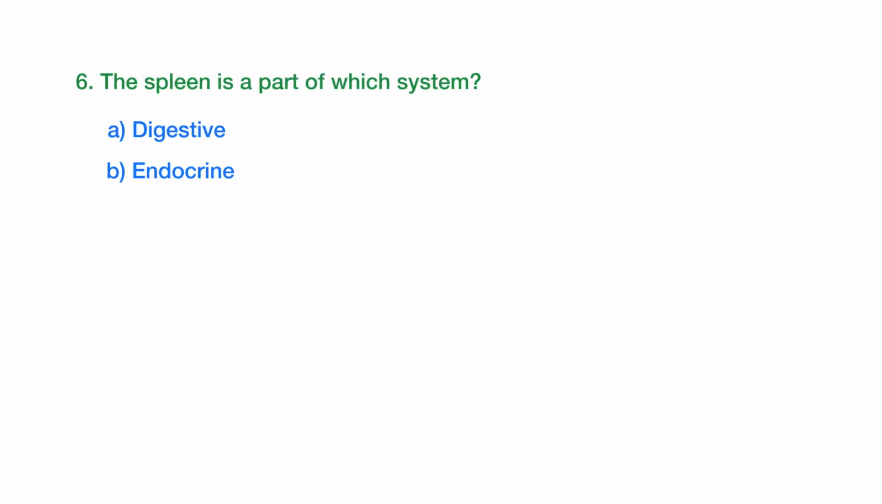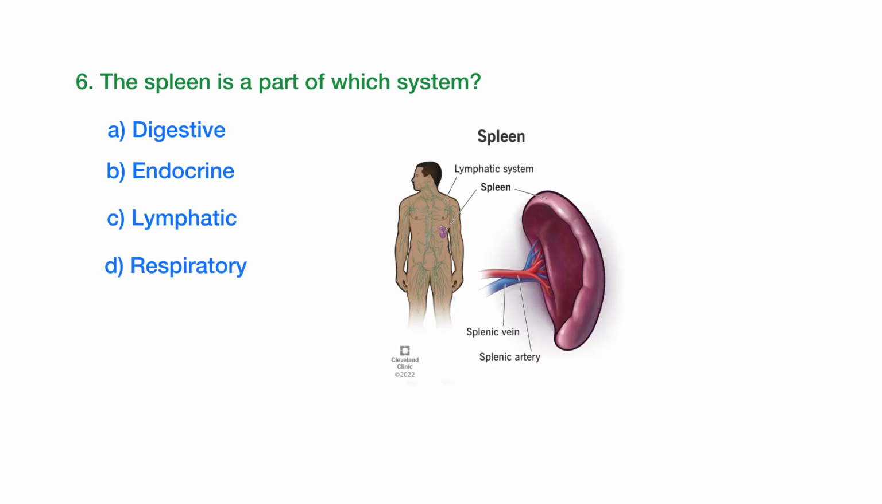Next question, the spleen is a part of which system? A. Digestive, B. Endocrine, C. Lymphatic, D. Respiratory. The spleen is present above the stomach but it's not a part of the digestive system. It does not secrete hormones to be part of the endocrine system. The spleen is an organ that filters blood and fights against infections.